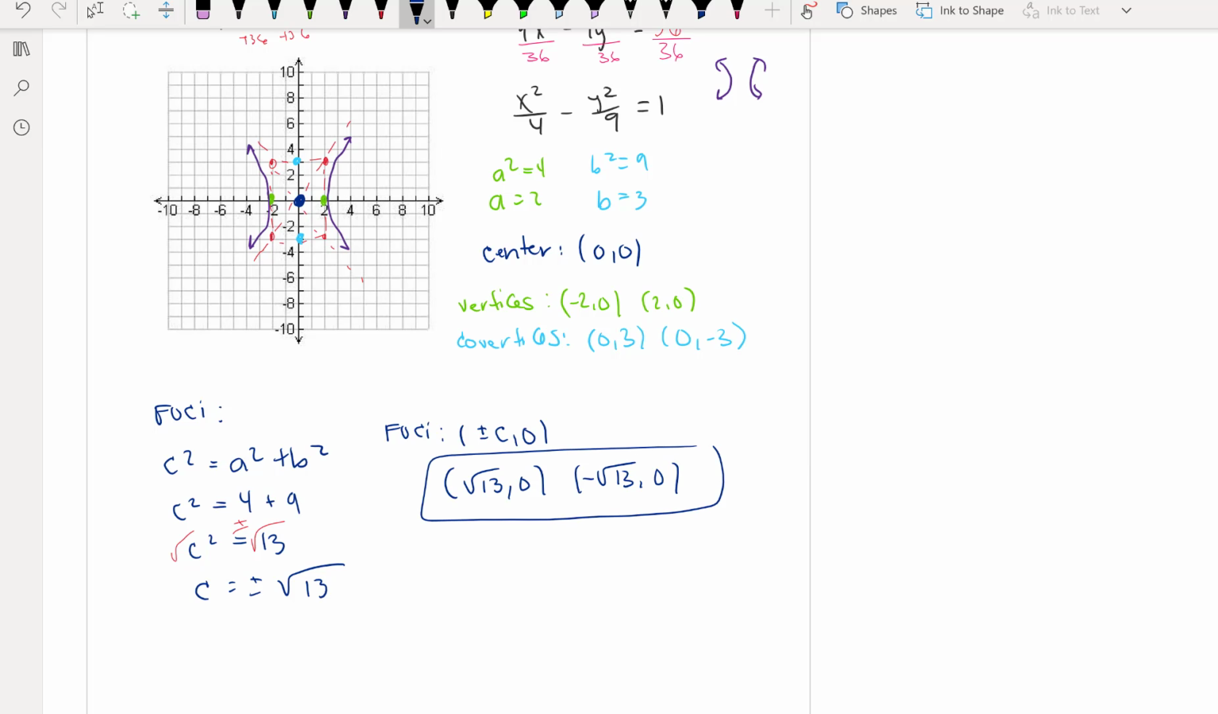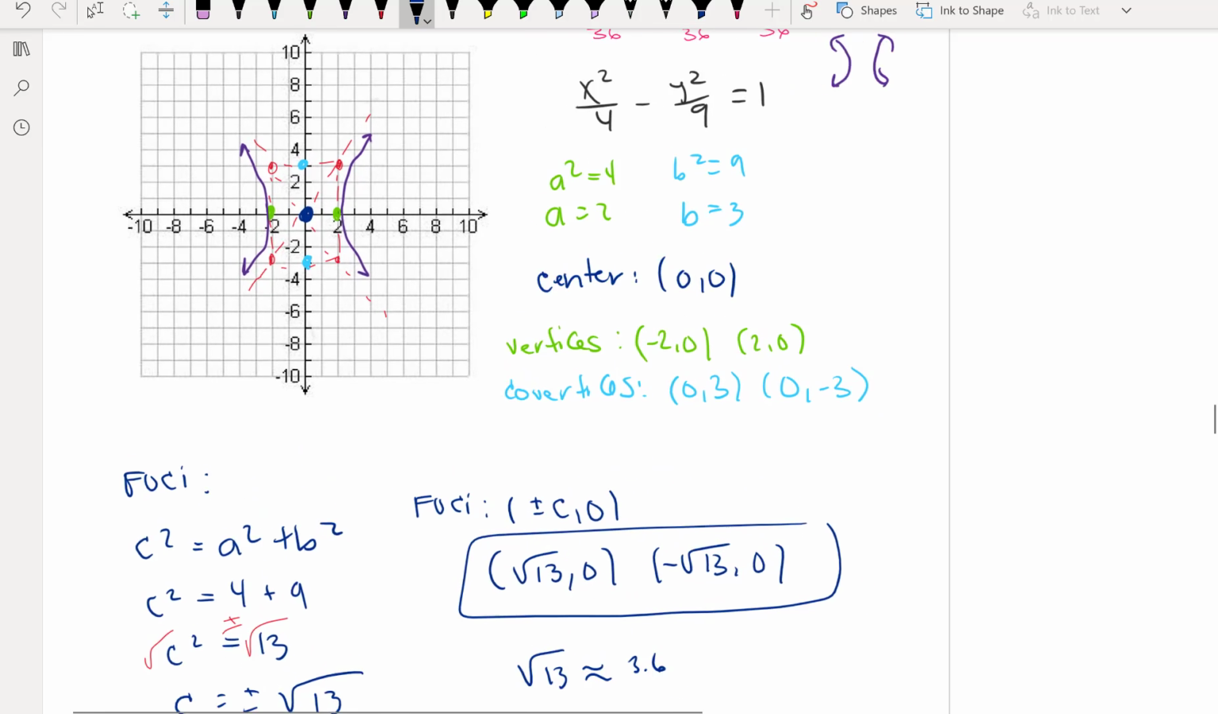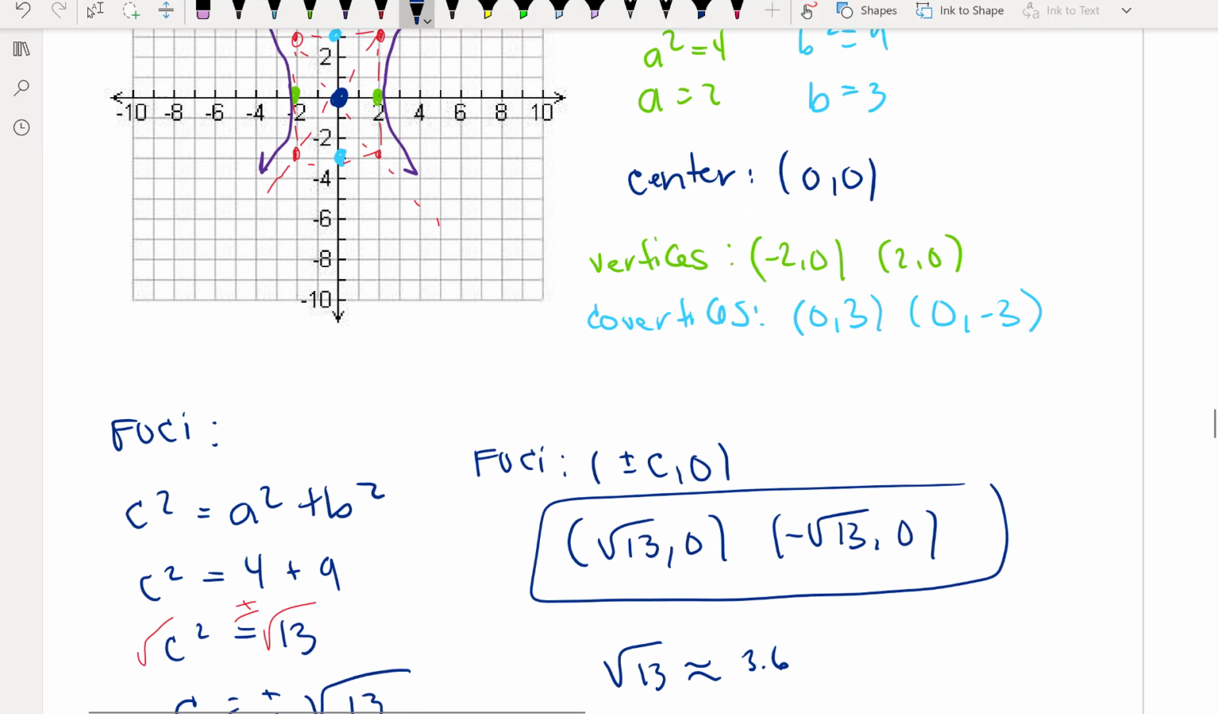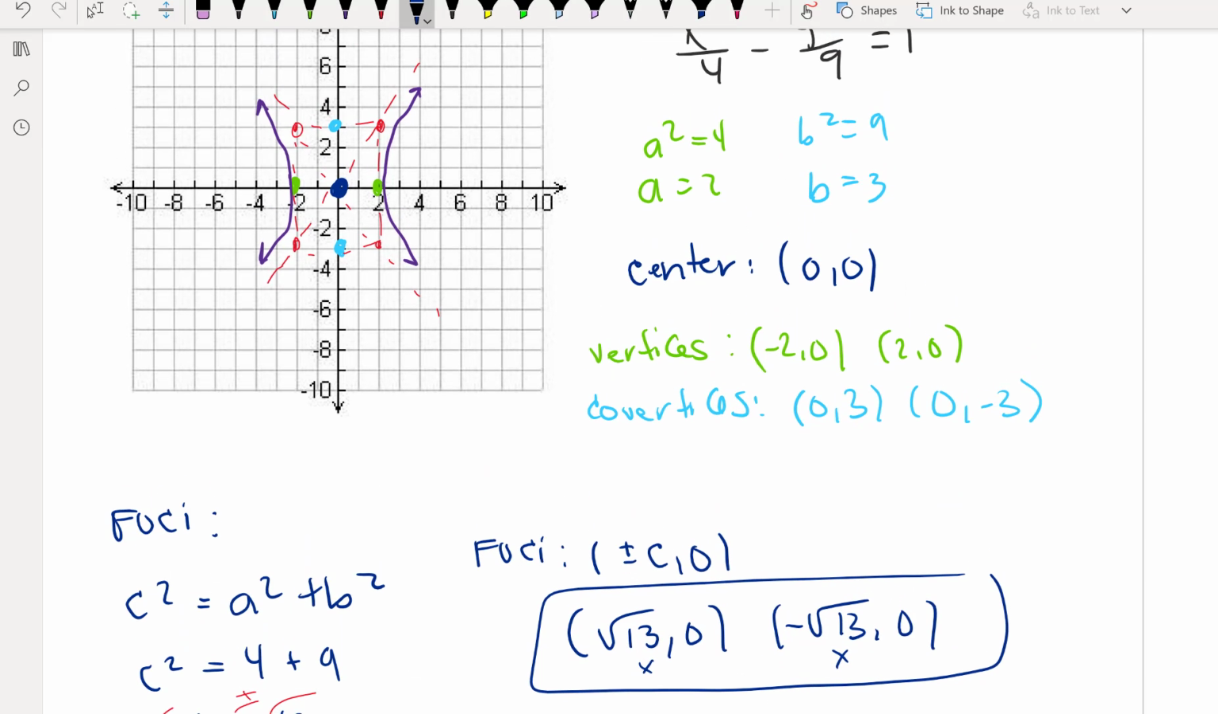And if you want that decimal approximation, the square root of 13 is approximately 3.6. So if I were to draw the foci, remember it's going to be about that 3.6, and that's going to be along the x-axis. So it's a little bit past 3, but not quite 4. So kind of in the middle. And that would give you your foci. Okay.